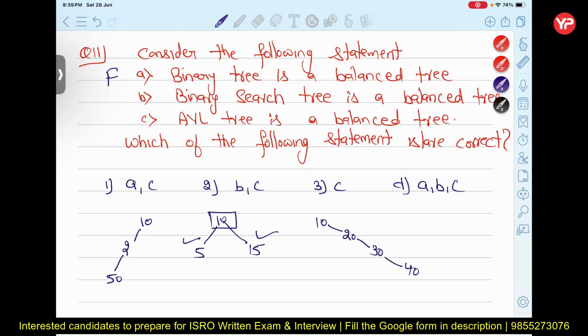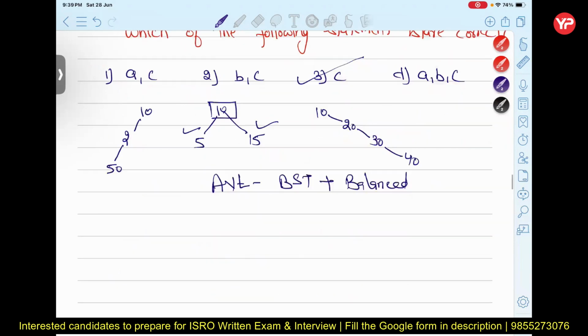Fine. Here it is also a binary search tree, but it is not a balanced tree. That's why the second is false. An AVL tree is a balanced tree. Yes, my dear students, what is an AVL tree? First of all, it is a BST, plus it is a balanced tree. That's why C is true. So which of the following statements are correct? C is the right answer.